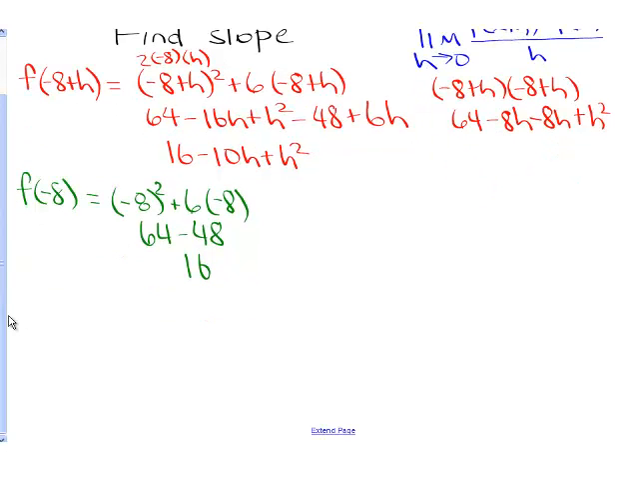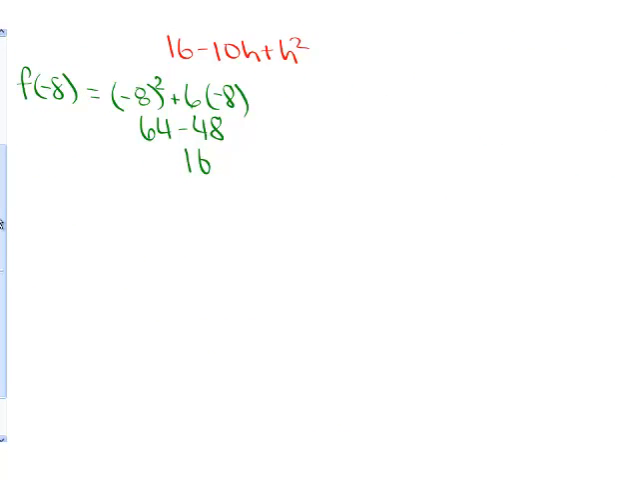So now we look at the limit process. So we're going to look at the limit as h approaches 0 of 16 minus 10h plus h squared minus, and always put a bracket because you just never know what's coming next. So always list that bracket, and then we're going to have 16 in there. All over h.